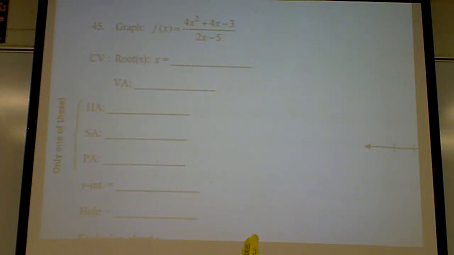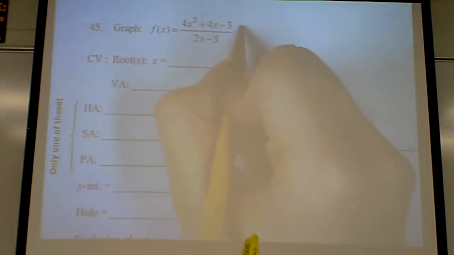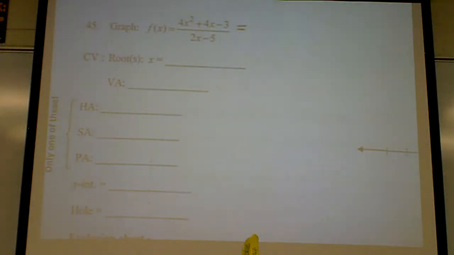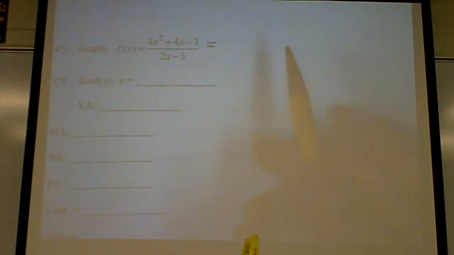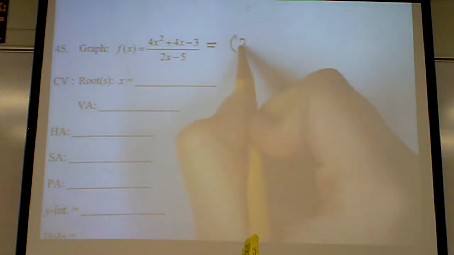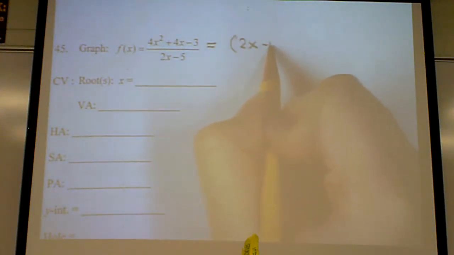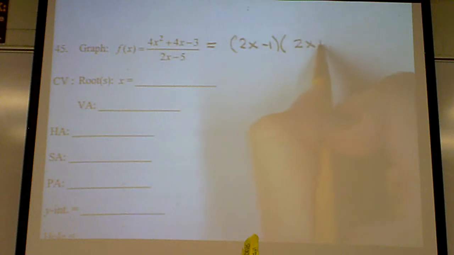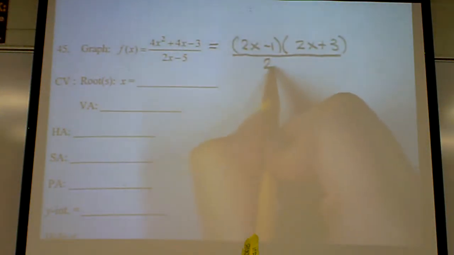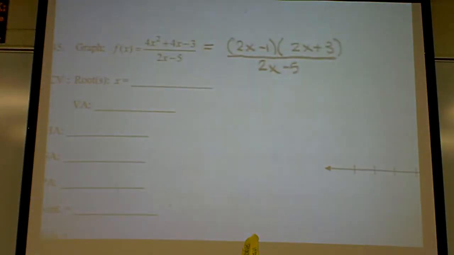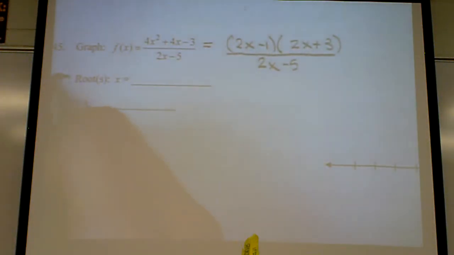Can we factor it? Yes. So let's factor this. What do we get? On top I have 2x minus 1 times 2x plus 3, and this is over 2x minus 5. Did we cross anything out? Nope, so there are no holes, that's good.